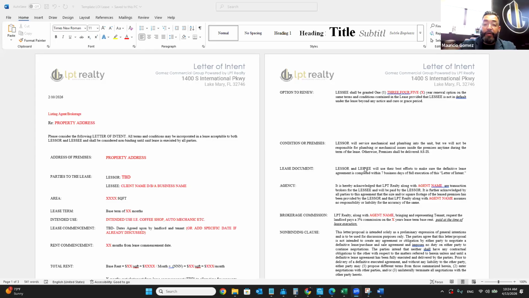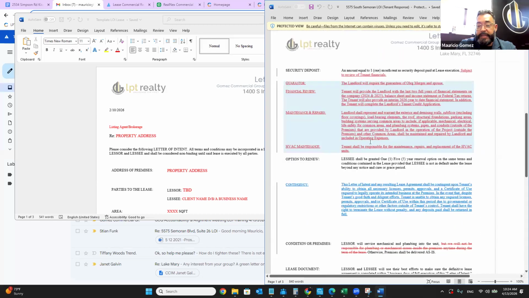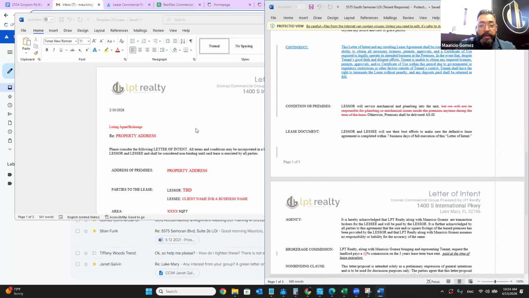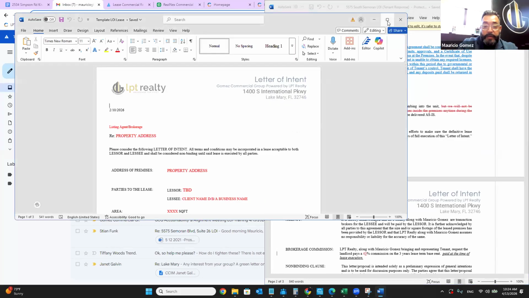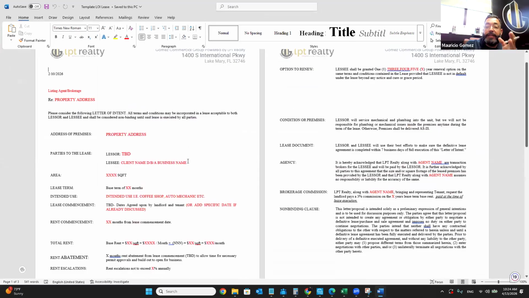More than likely, they are going to do what's called a red line, which I will also go over on this side here. This is what a red line is, and we're going to go over that red line real quick. But for the first part of this training, we're going to go over all the sections that you should have in a letter of intent to be able to look professional and cover your tenant's needs.